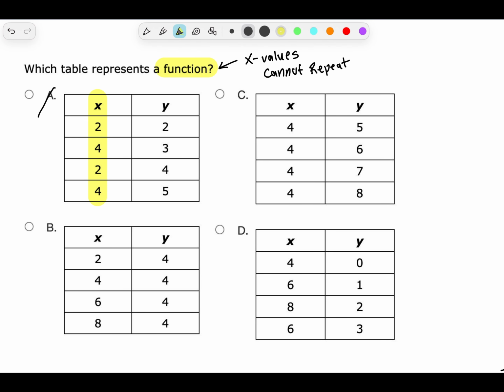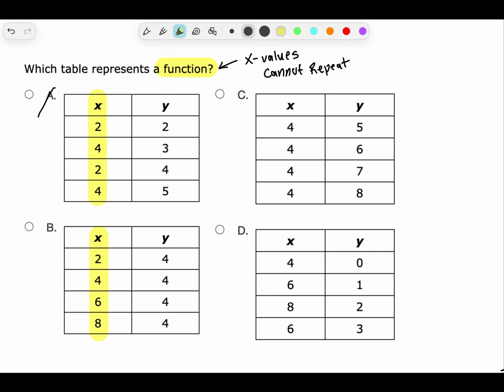And then if we go and look at answer choice B, we look at just the x values. So if we're looking at just the x values, that means nothing here is repeating because you have 2, 4, 6, and 8. Neither one of those numbers are being repeated in that column. So answer choice B could be the answer that we choose.